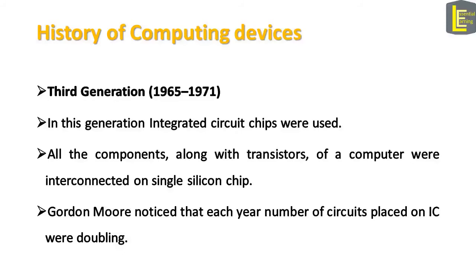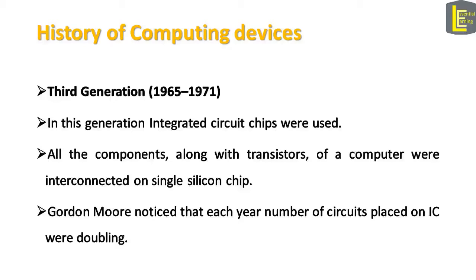The third generation of computers starts from 1965 to 1971. In this generation, integrated circuit chips were used. All the components of a computer, along with transistors, were interconnected on a single silicon chip. Gordon Moore, a computer scientist, noticed that each year the number of circuits placed on an IC was doubling. His observation is known as Moore's law.